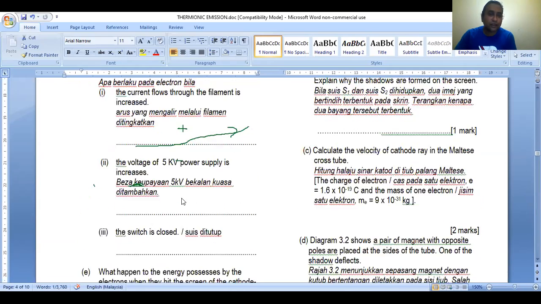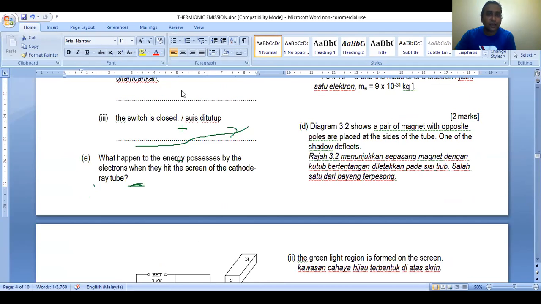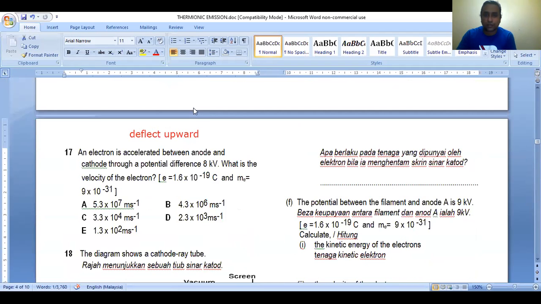So what happened, they ask what happened to the electron, so you write deflect upward. Okay, E. What happened to the energy possessed by the electron when it hits the screen? So the energy will be converted to light. Okay, converted to light.